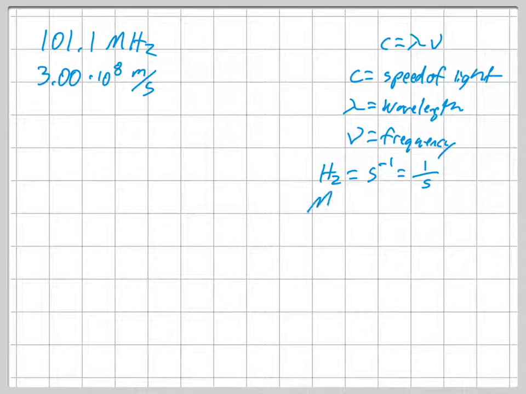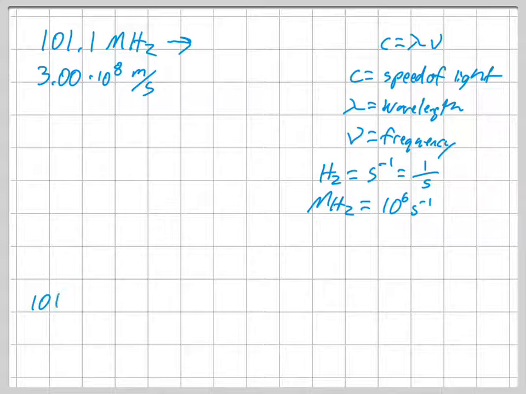So a megahertz would be 10 to the 6th per second. And then our units would cancel out nicely. So if we convert this from megahertz over to hertz, let's do the math over here so we can see it.